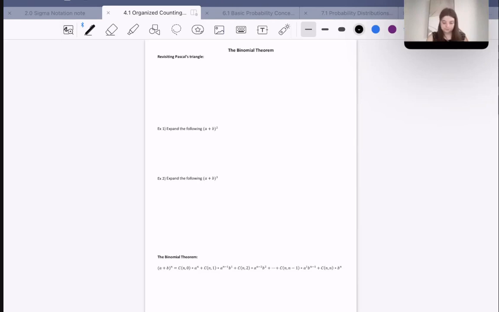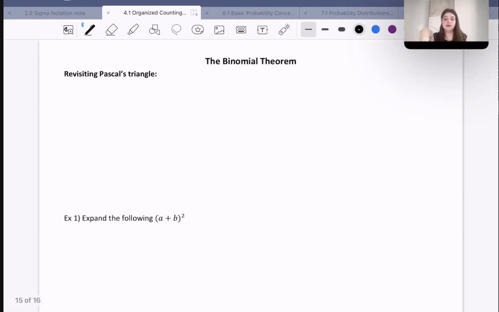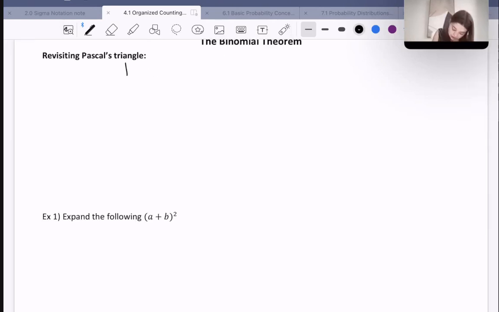Okay, so let's do revisiting Pascal's triangle first, right? So let's review Pascal's triangle. We talked a bit about it last time, but today I want to talk about a different use for it, which is the binomial theorem. Before we get into what the binomial theorem says, we're going to talk about Pascal's triangle. So just a reminder, Pascal's triangle looks like this.